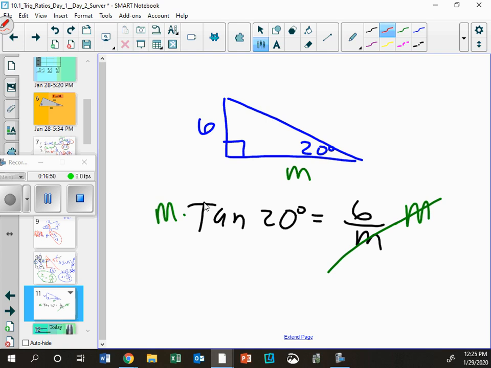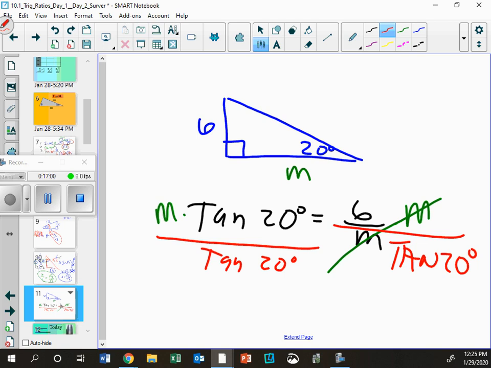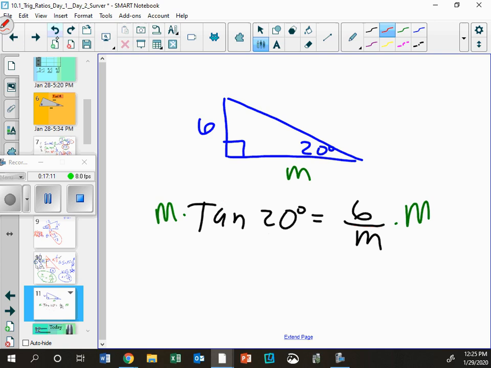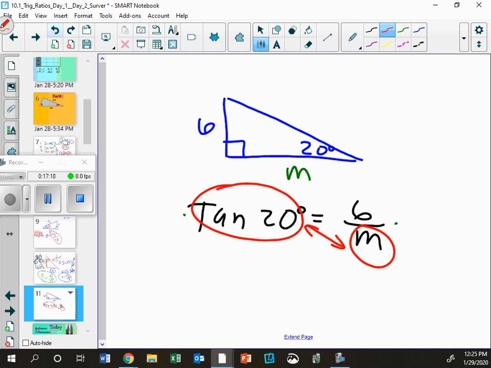Yep. And these cancel. And now I've got m is 6 over tangent of 20. I want to show you a shortcut. I think you're going to like this. Did you know this? That this and this can simply switch places. And then m is alone. And it's 6 over tangent 20.